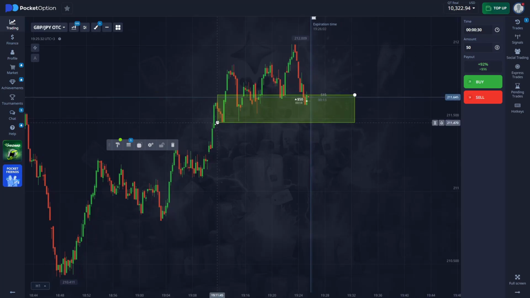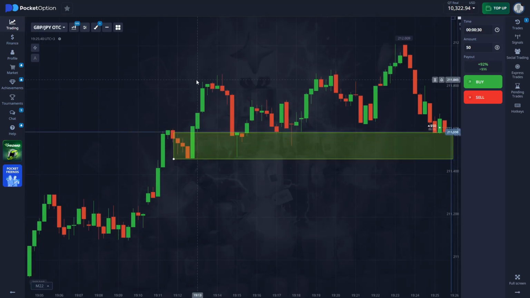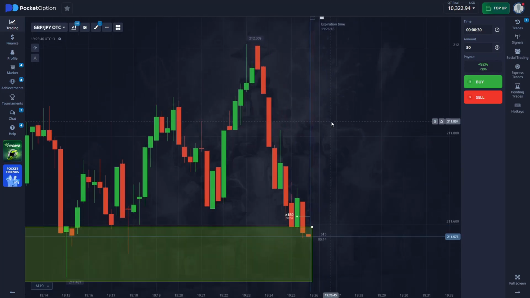Here, in this situation, let me highlight the support level. Look, I'm highlighting the support level like this. Bam, bam, bam. Look, here we bounced off, went up, bounced off here, and went up again. Once again, we came here and went up. So every single time, we went up.